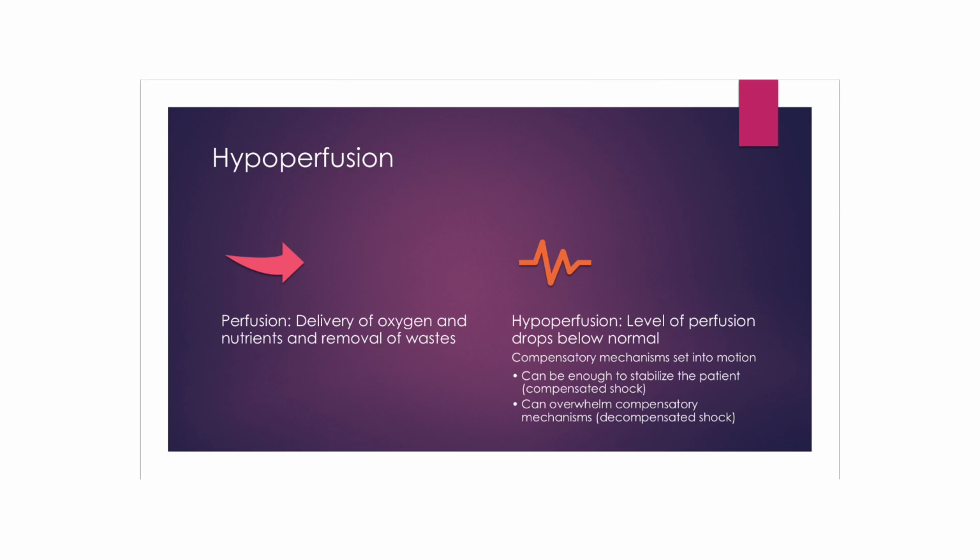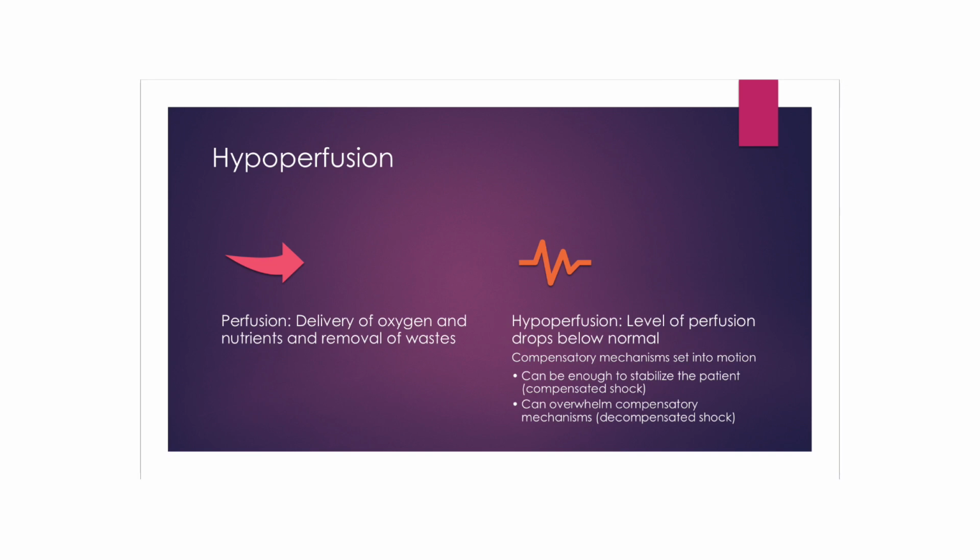And hypoperfusion occurs when the level of tissue perfusion decreases below normal. So when the body senses tissue hypoperfusion, it first sets a compensatory mechanism into motion, or several compensatory mechanisms. One of those might be an increase in your heart rate or peripheral vasoconstriction, and that's to maintain adequate blood flow and perfusion to your vital organs.